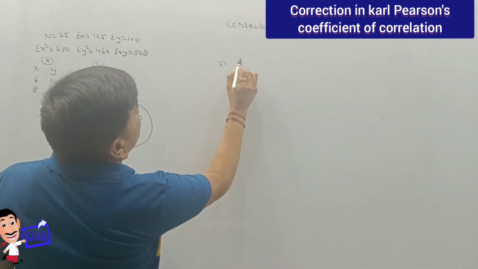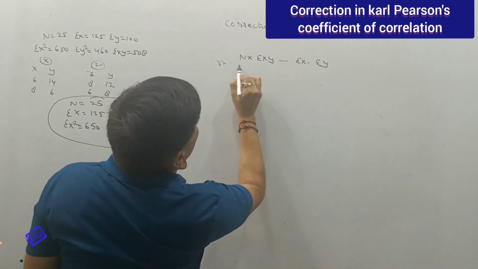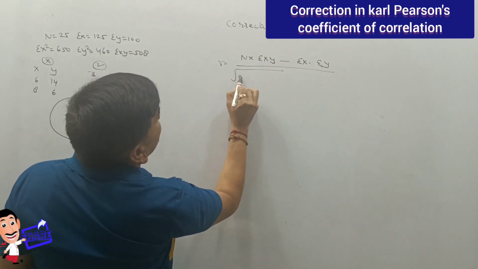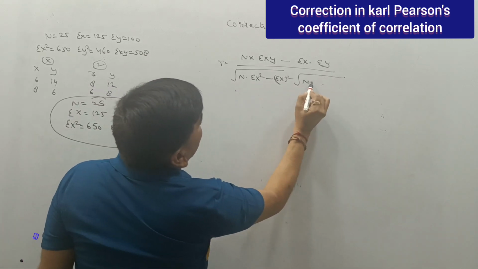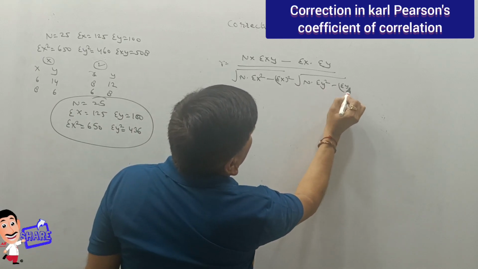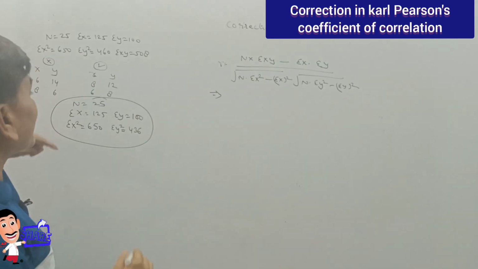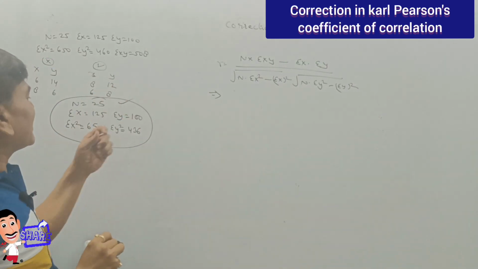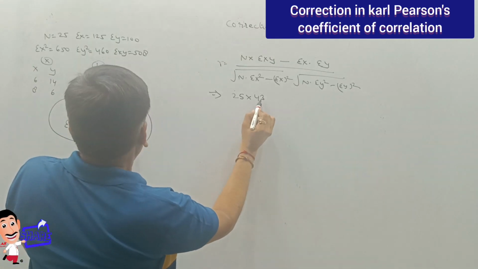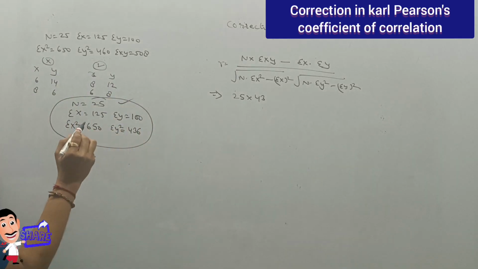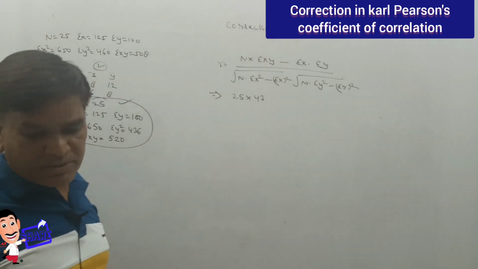Then r is equal to n multiplied by sigma xy minus sigma x multiplied by sigma y, divided by the square root of n multiplied by sigma x square minus sigma x raised to power 2, and n multiplied by sigma y square minus sigma y raised to power 2. Only here we have to put the correct values, not the wrong ones. So that's why you have to sign here, that is the correct value. So n is 25, sigma xy corrected is 430, sigma xy is 520. I did not write it here, but I remember that 520 was there.